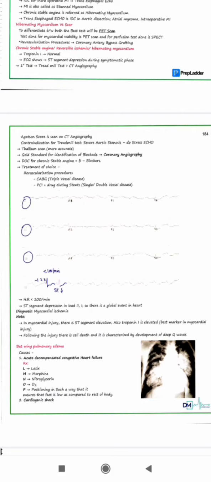The cause of bat wing pulmonary edema is acute decompensated congestive heart failure, where the management is basically done by LMNOP, that is Lasix, morphine, nitroglycerin, O2, and the positioning in such a way. Now there is another cause of it, which is the cardiogenic shock.